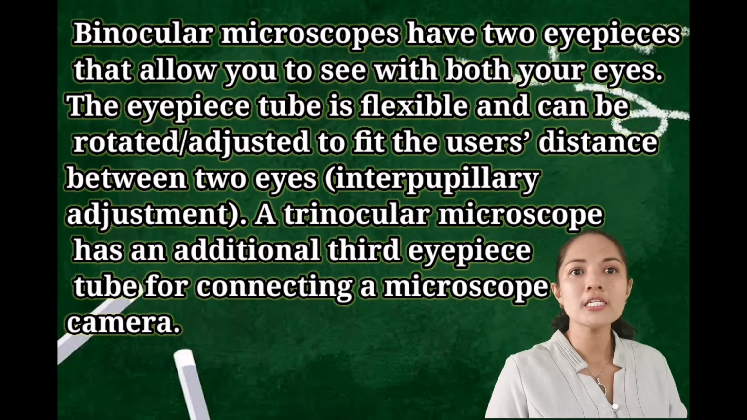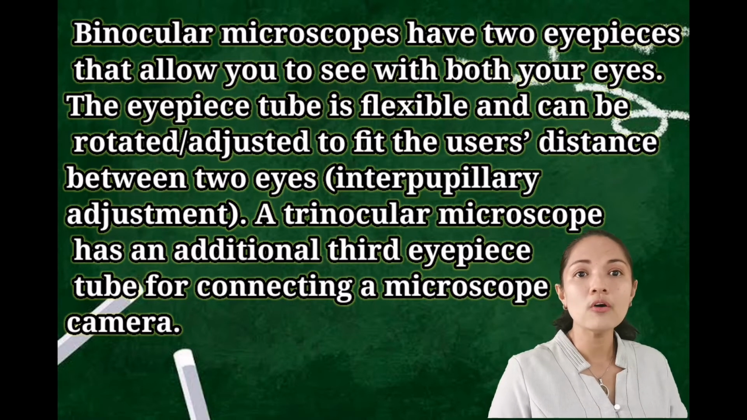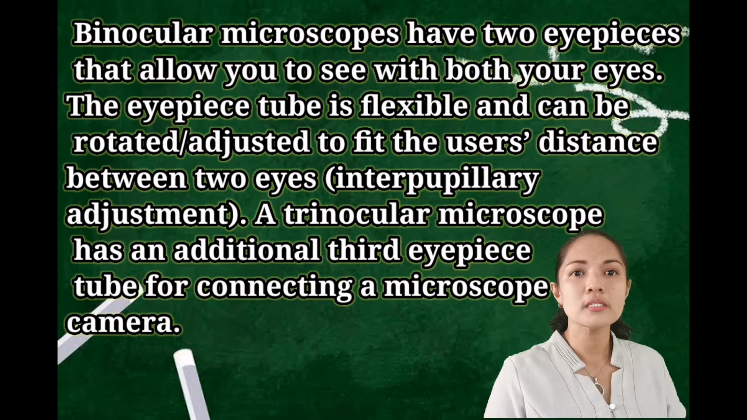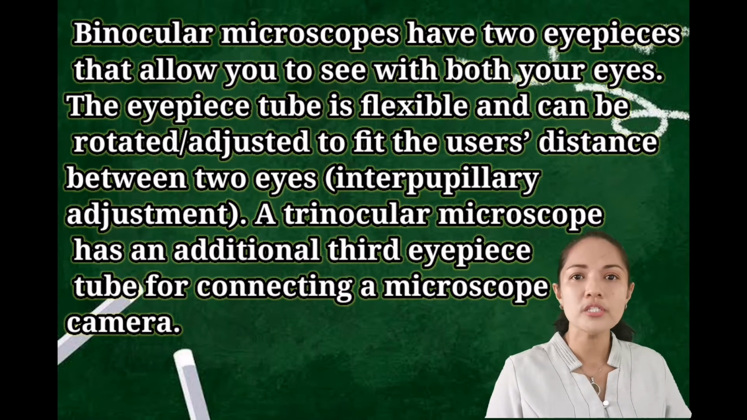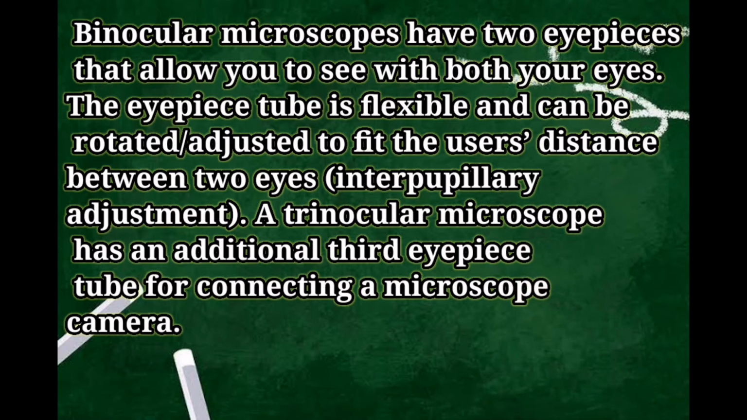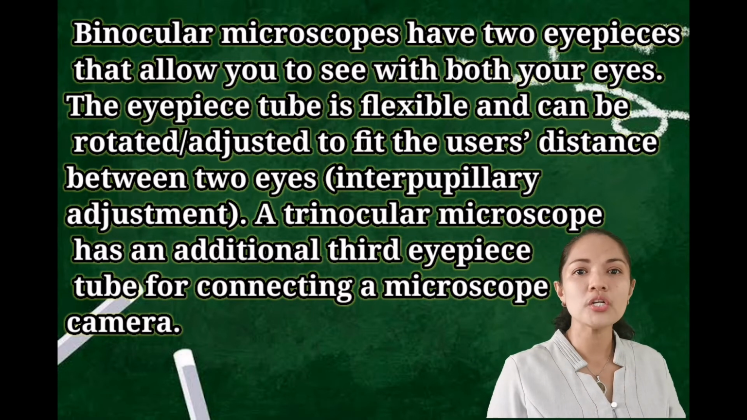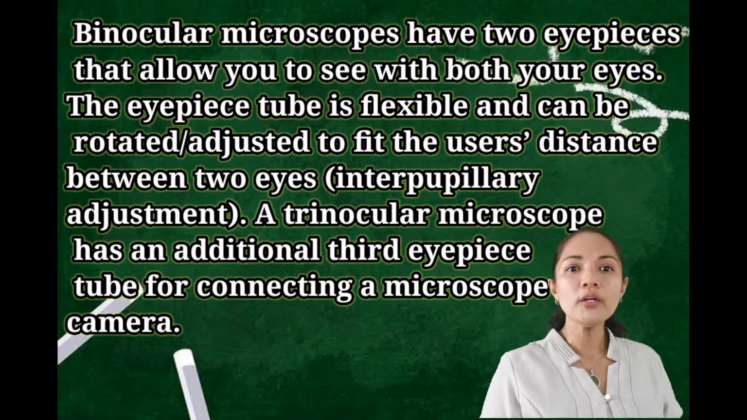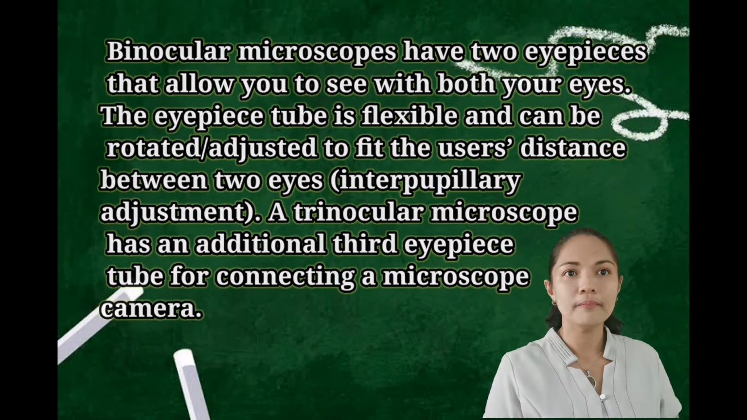A binocular microscope has two eyepieces that allow you to see with both eyes. The eyepiece tube is flexible and can be rotated or adjusted to fit the user's distance between the two eyes. A trinocular microscope has an additional third eyepiece tube for connecting a microscope camera.